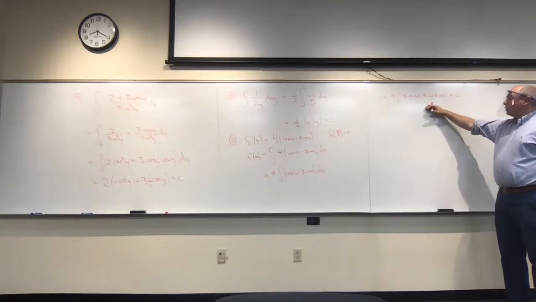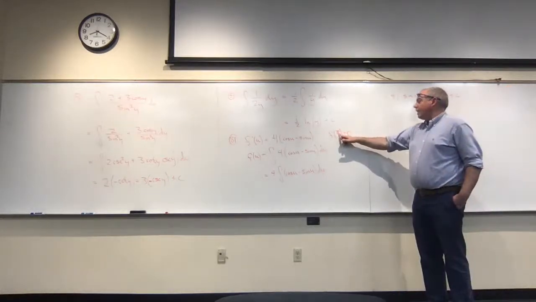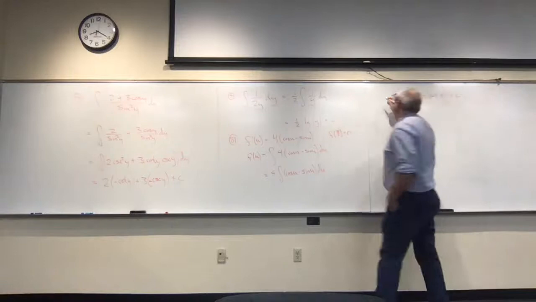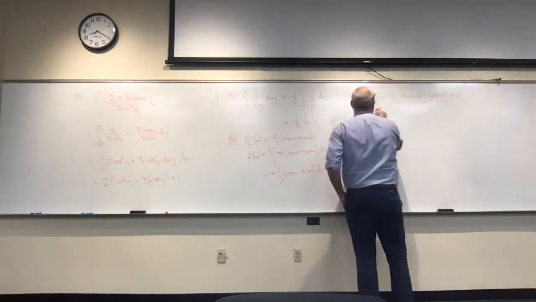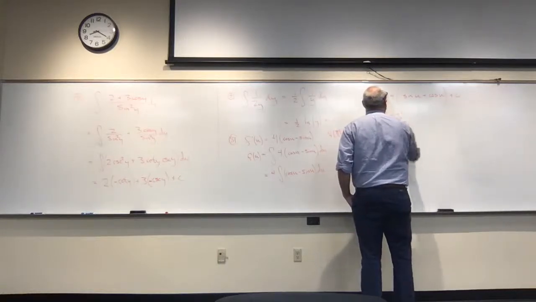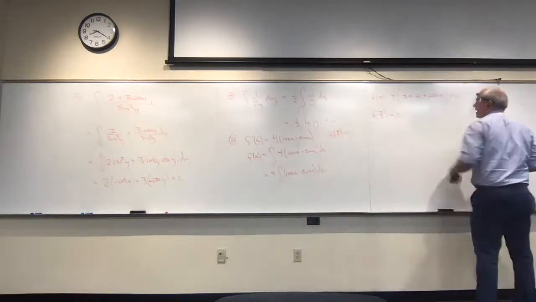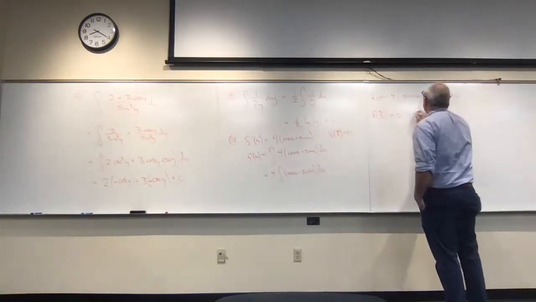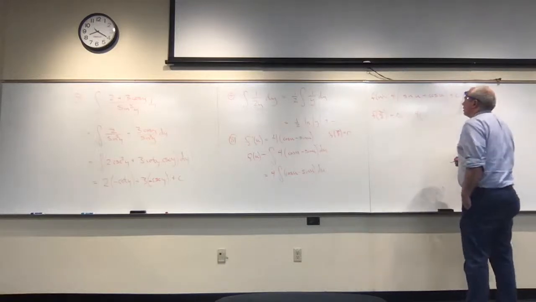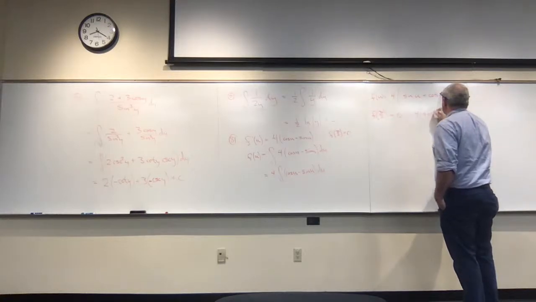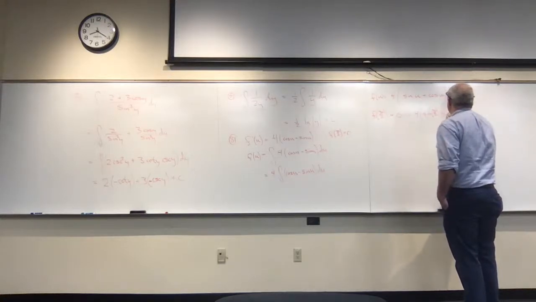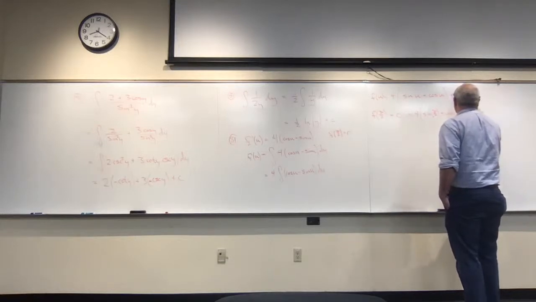I need a particular one where f of pi over 2 is 0. So this is f of u, and I want f of pi over 2 to be 0. We know that that's true. So what is f of pi over 2? Well, it's 4 times sine of u, or in this case, sine of pi over 2, plus cosine of pi over 2, plus some constant.